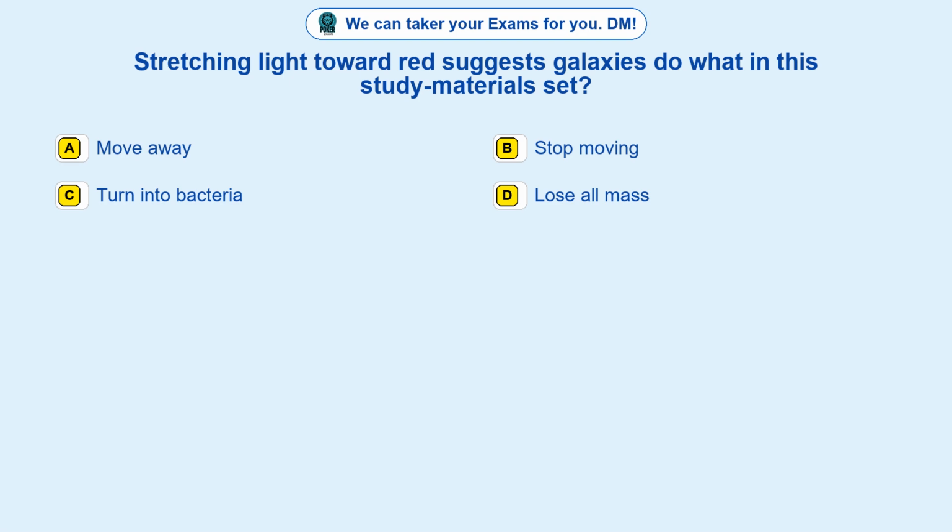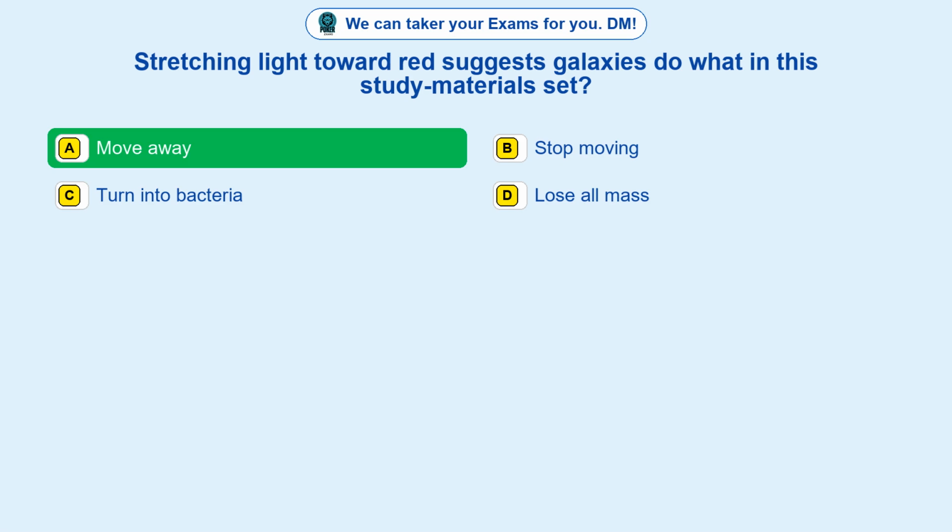Question 94. Stretching light toward red suggests galaxies do what in this study materials set? Option A, move away. Option B, stop moving. Option C, turn into bacteria. Option D, lose all mass. The correct answer is option A.